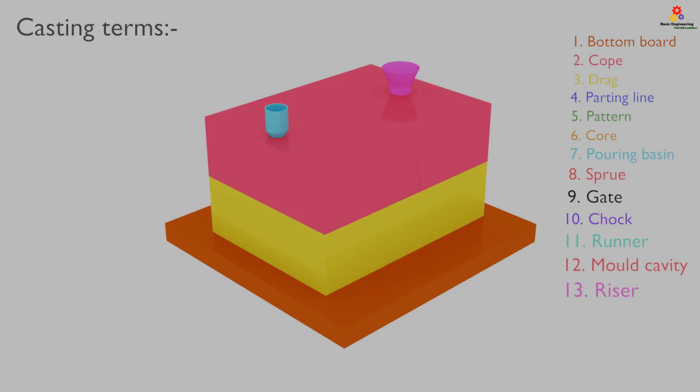The last term is vent. Vent is provided to the system so that the produced gases will escape from the mold cavity. Otherwise, it will create porosity in the final product. These are all the terms related to the casting process or the casting setup.